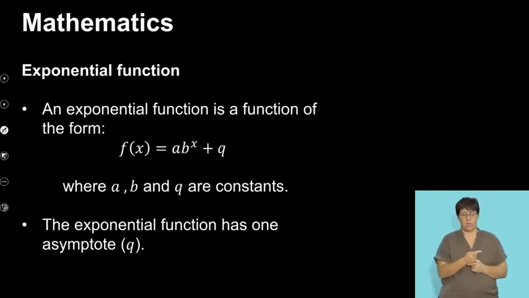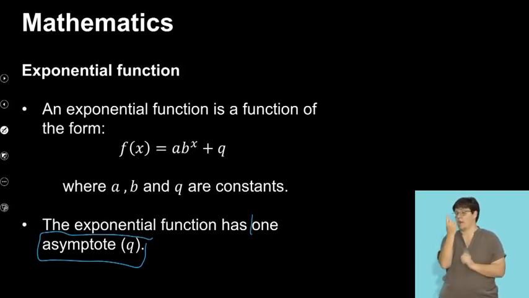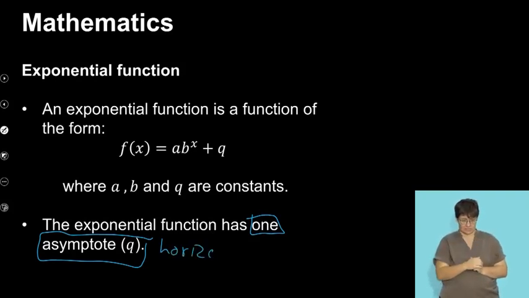Now, an exponential function will be a function of the form f of x equals a times b to the exponent of x plus q, where the a, the b, and the q are constants, right? And then the exponential function has one asymptote. Now, if you remember correctly, whenever we look at a hyperbolic function, we say it has two asymptotes, but this one only has one, which is normally the horizontal asymptote. So this only has the horizontal asymptote with it, which is the q value.